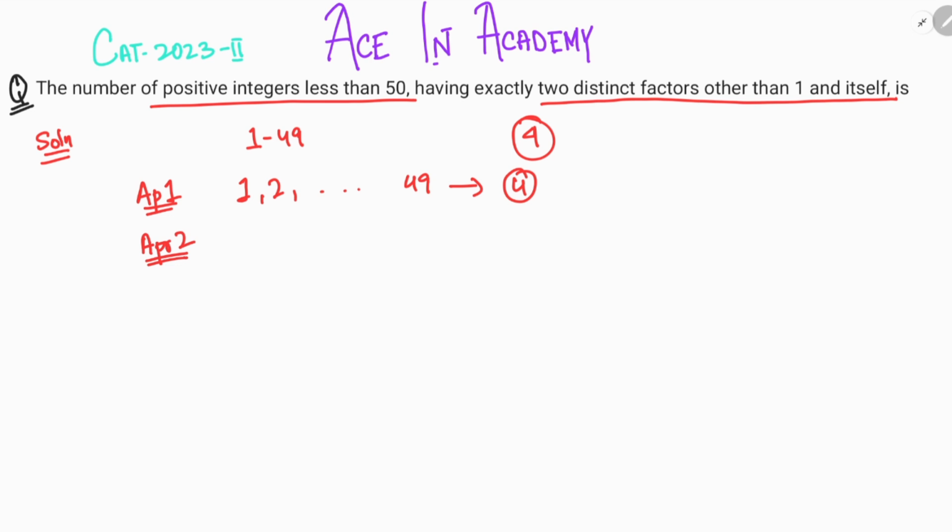So when can a number have 4 factors? A number can have 4 factors if it is of the form a cube, or it is of the form a raised to power 1 into b raised to power 1. Now over here a and b are prime numbers.